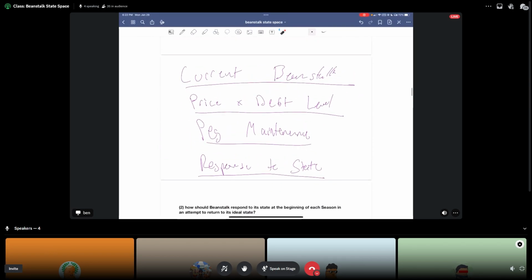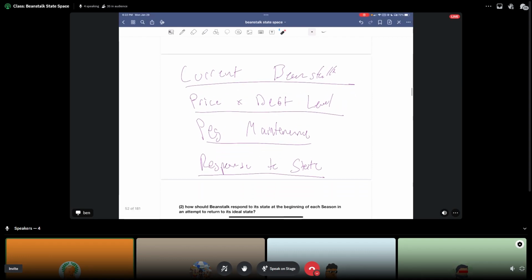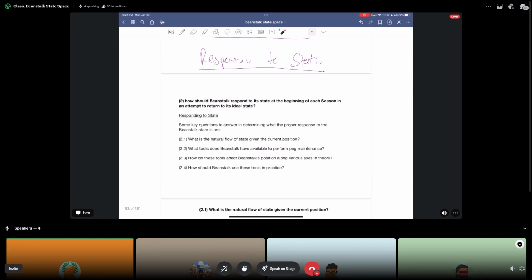All right. Let's get into what Beanstalk is actually doing in its current peg maintenance model. So we revisited these 4 questions responding to state. 1, what is the natural flow of state given its position? So what's happening to Beanstalk in this 2-dimensional state? 2, what tools does Beanstalk have available to perform peg maintenance? 3, how do these tools affect position? And 4, how should Beanstalk actually use these tools?